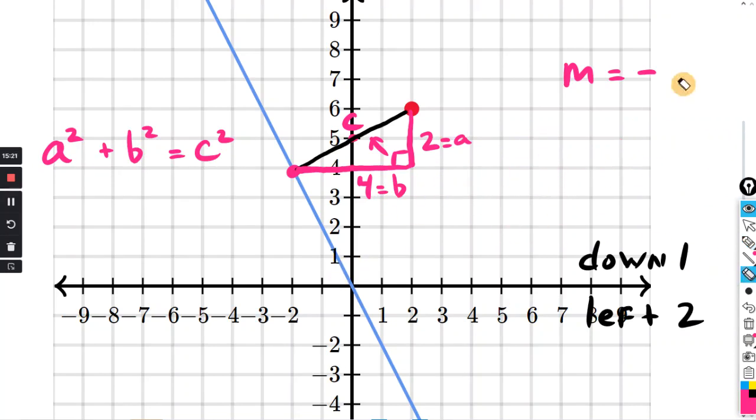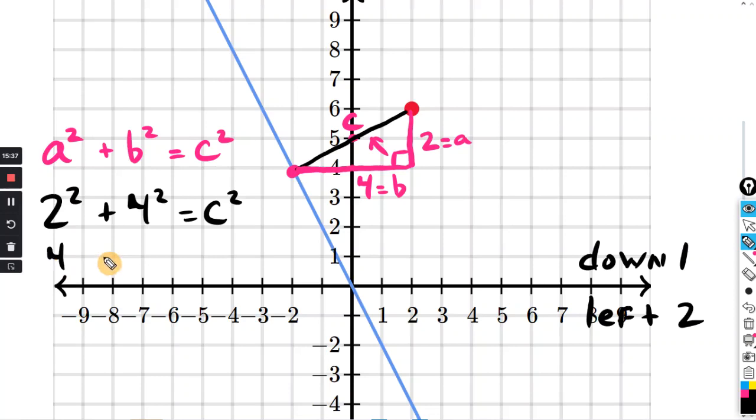Okay, don't worry about this stuff here. So let's see. A squared is going to be 2 squared. B squared is going to be 4 squared. And we're left with C squared. 2 times 2 is 4. 4 times 4 is 16, and that equals C squared. 4 plus 16 is 20.